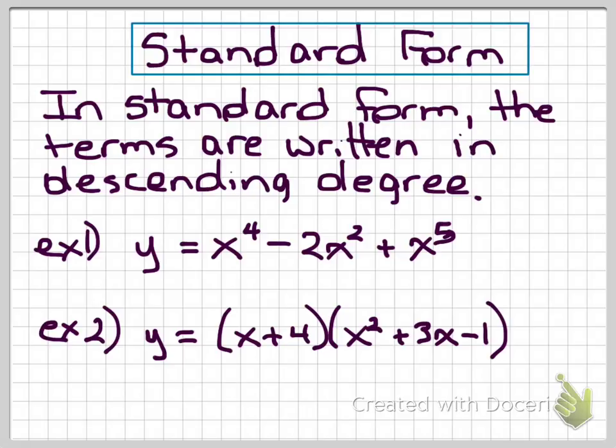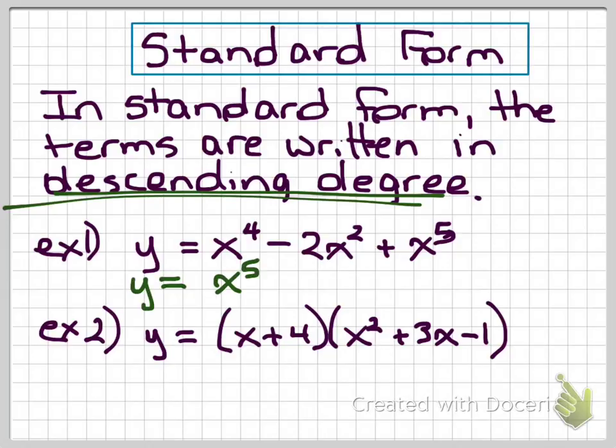One of the things we need to be able to do with a polynomial function is write it in standard form. And it's pretty straightforward. In standard form, the terms are written in descending degree. So if we take a look at our example from the last slide, we had y equals x to the 4th minus 2x squared plus x to the 5th. If we want this to be in standard form, the highest power goes first. So this would be y equals x to the 5th plus x to the 4th, and finishing out with minus 2x squared. So the powers, or the degrees, are descending.